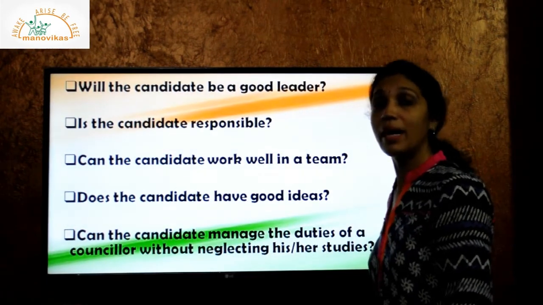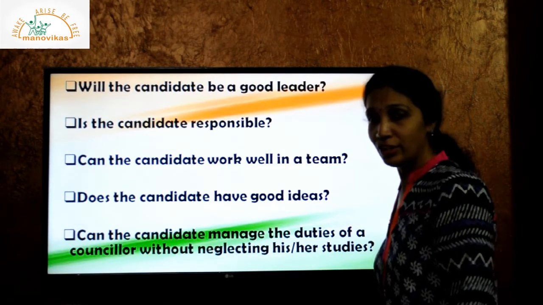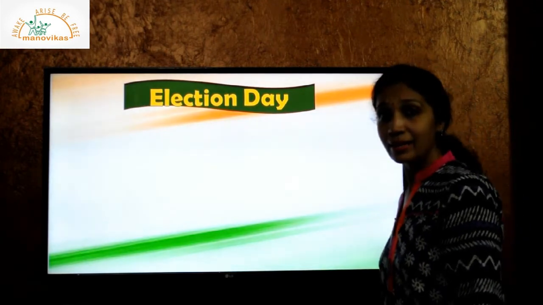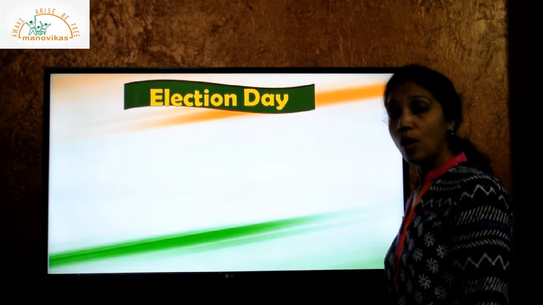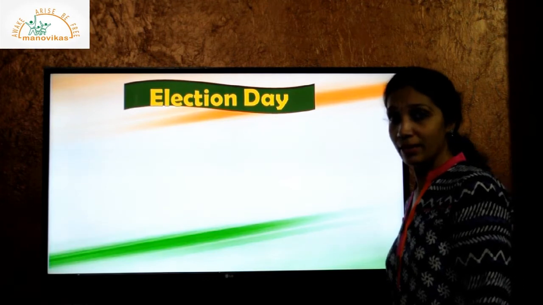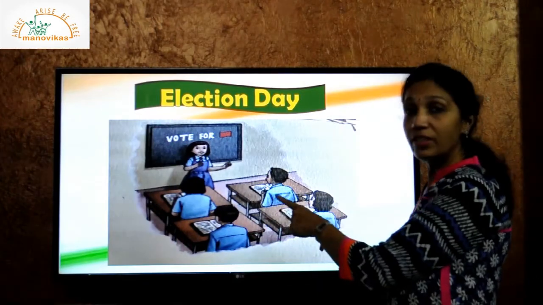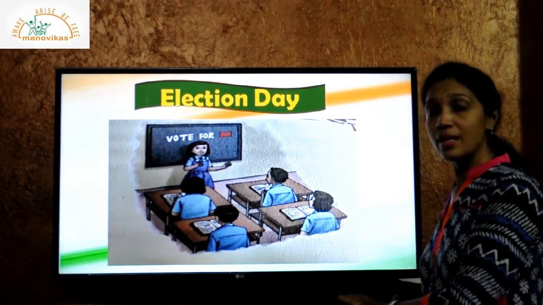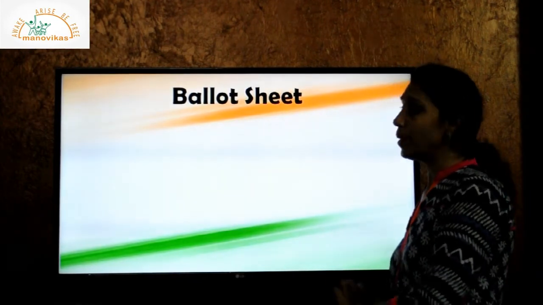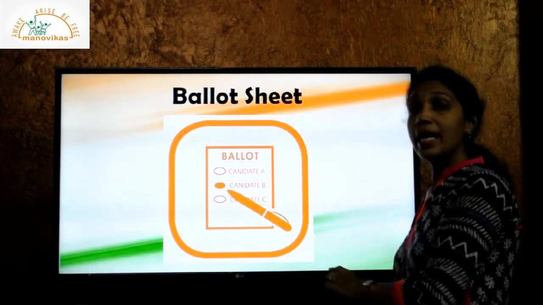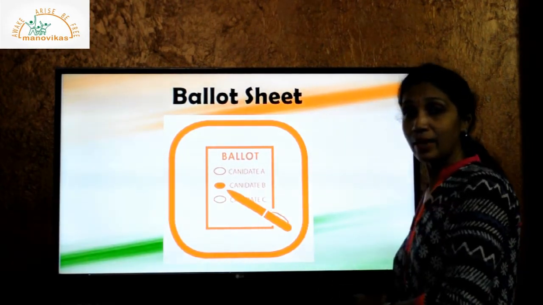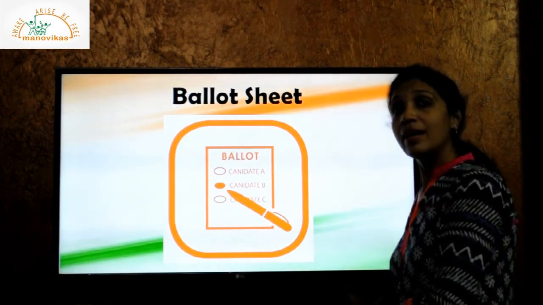A day is fixed by the teacher for the election. On the election day, the nominated candidates give a short speech on what he or she will do if elected as the class councillor. After their speech, the students are given the ballot sheet. Now what do you mean by ballot sheet? It is a piece of paper. Each student writes the name of the candidate, or they select the candidate whom they want to be their class councillor.